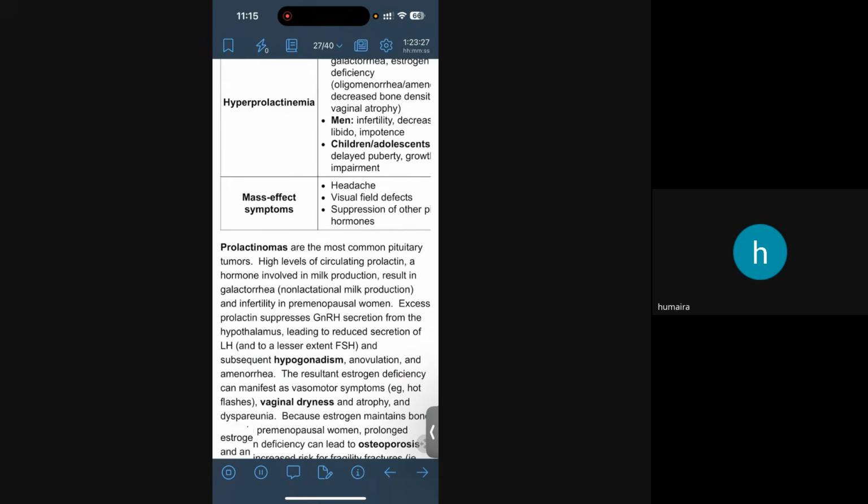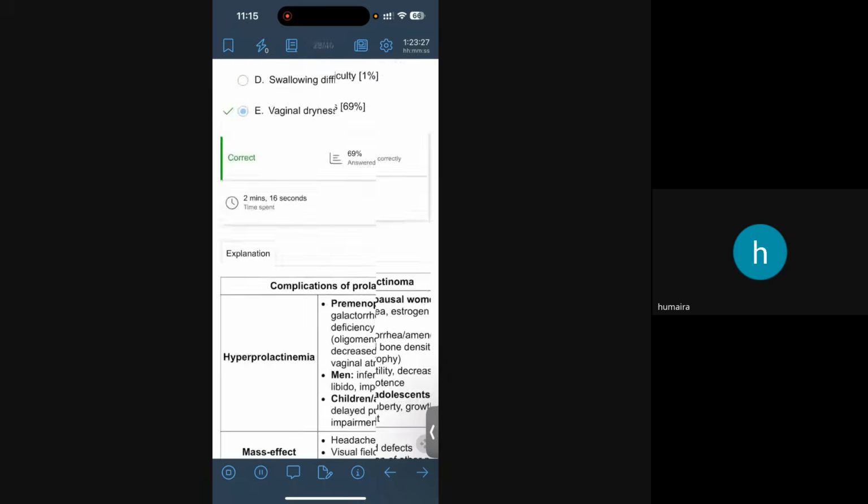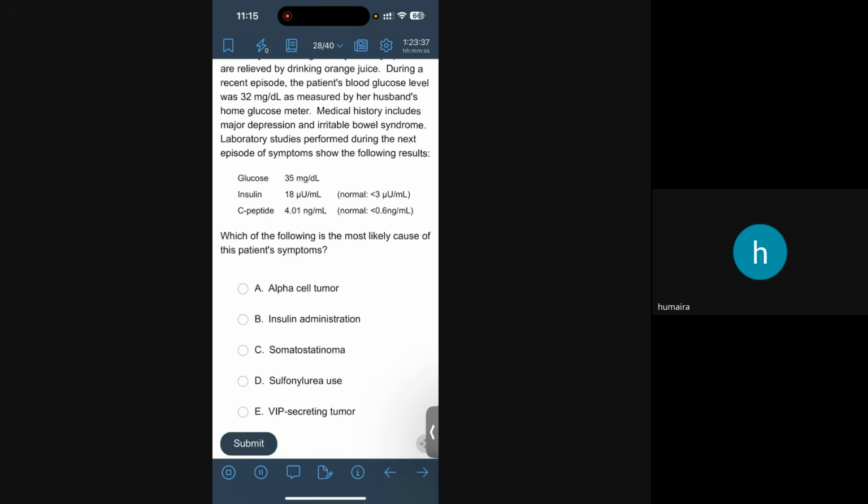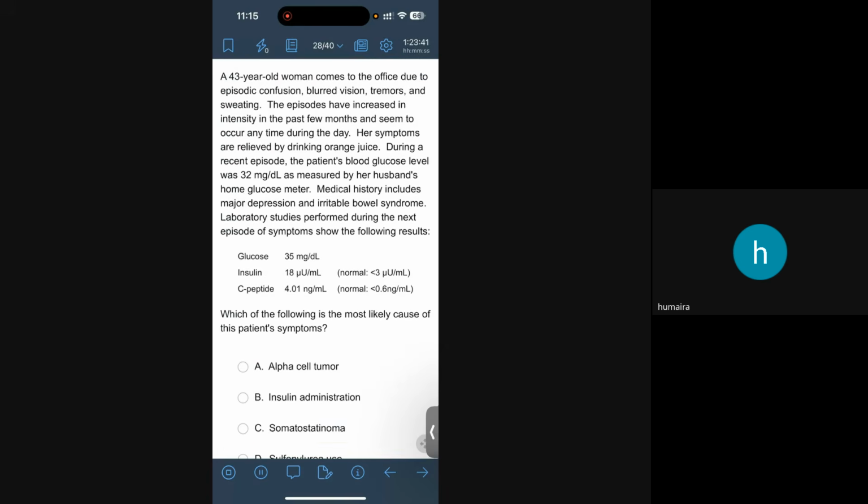Let's move on to the next one. Which of the following is the most likely cause of this patient's symptoms? Let's see the options. The question.